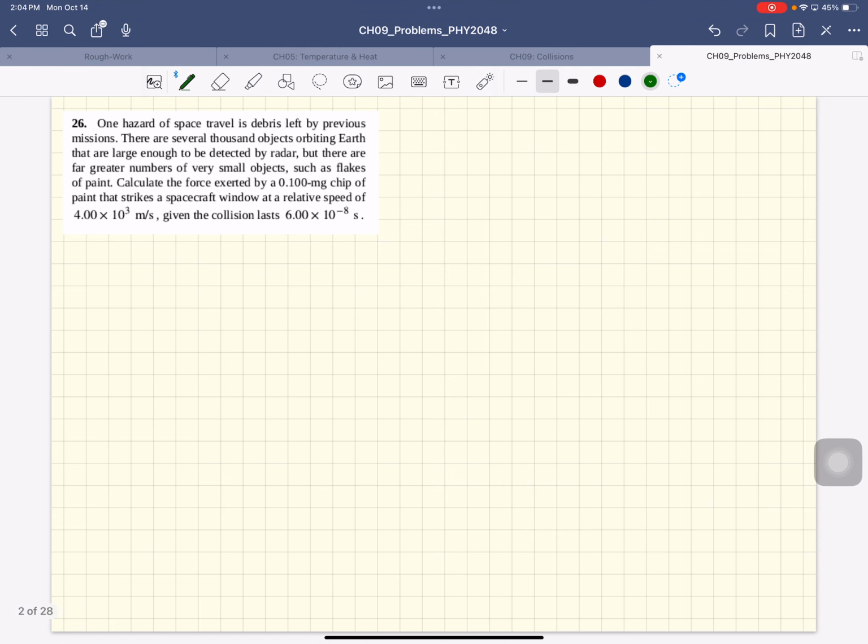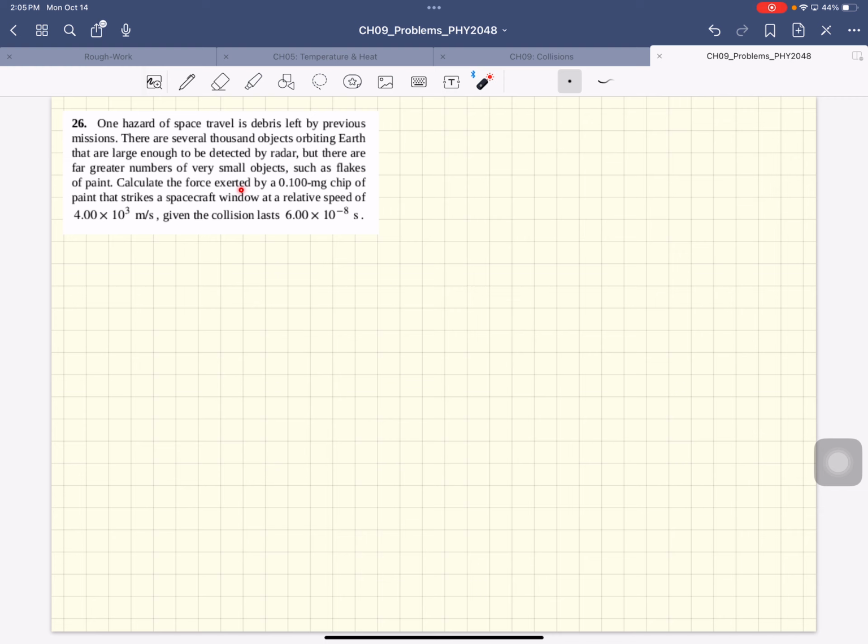All right, so this problem says one hazard of space travel is debris left by previous missions. There are several thousand objects orbiting Earth that are large enough to be detected by radar. So the US military, for instance, tracks every object bigger than a baseball. Imagine this: you can keep track of baseball-sized objects 300 miles away and more. But there are far greater numbers of very small objects such as flakes of paint.